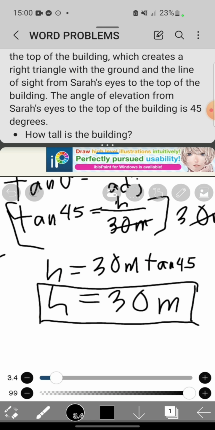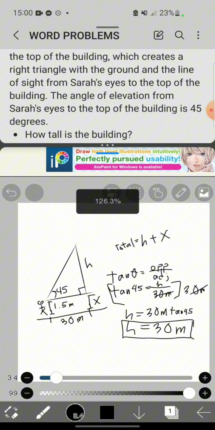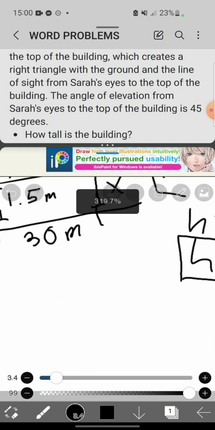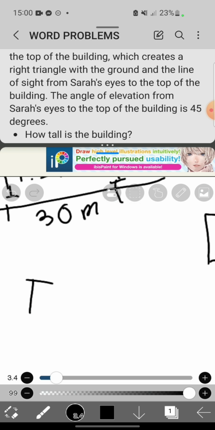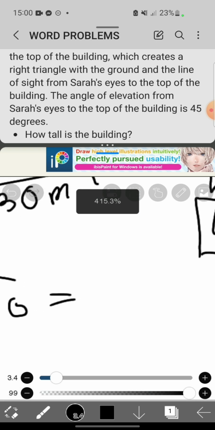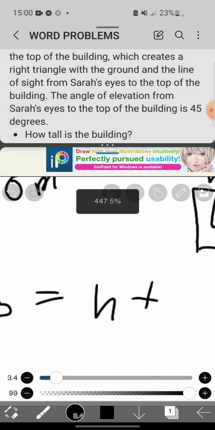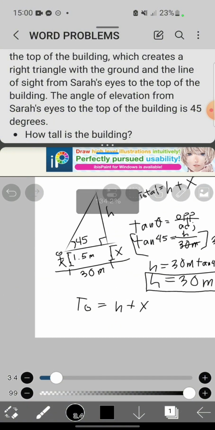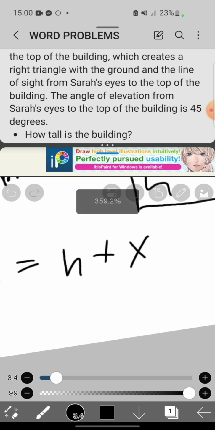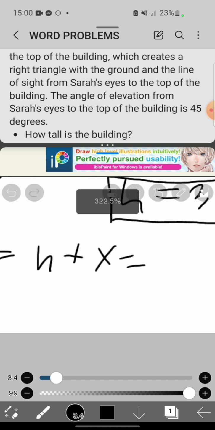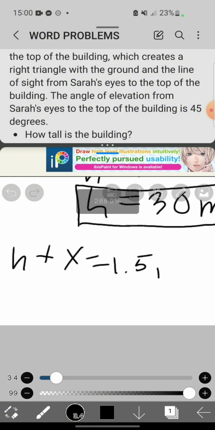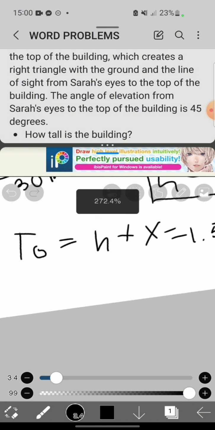And for the total height, the total height is equivalent to h plus x. So the x is equivalent to 1.5 meters.